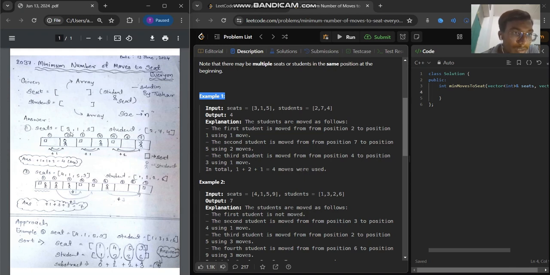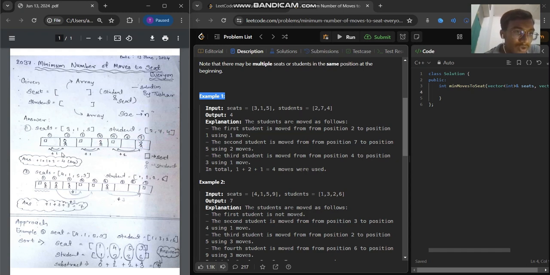You can see there is one seat on position number three, so I mark this 3 with the seat symbol. Next is 1, so there is a seat at the first position, and there is a seat on the fifth position. And there are students on the second position, the seventh position, and the fourth position.